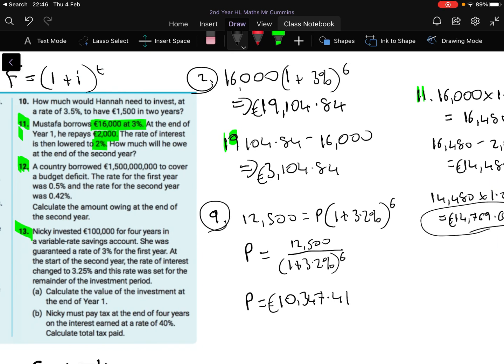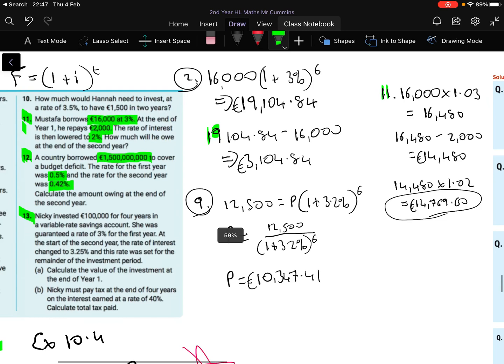Question 12 is exactly the same. The only thing that causes a bother, obviously, with question 12 is this big, massive figure. You're not talking about a bloke borrowing a few quid from a bank or a credit union. You're talking about a country borrowing money. But you're just using that big, massive figure, and you're going to use 0.5% for the first year. And then you don't even have to pay it back after the first year. Then whatever's left, you use 0.42% for the whole thing. And again, the answer to question 12 is out on the other side.